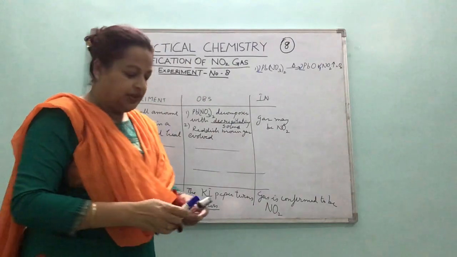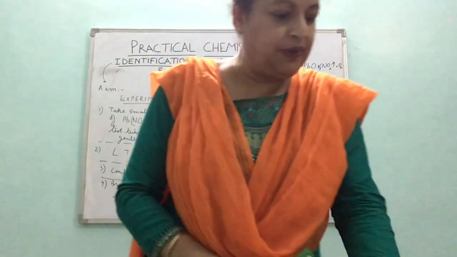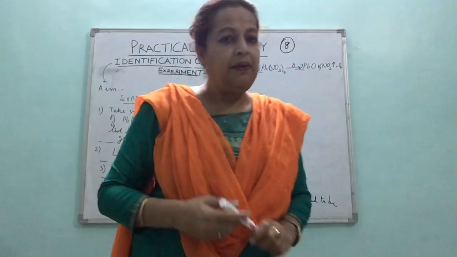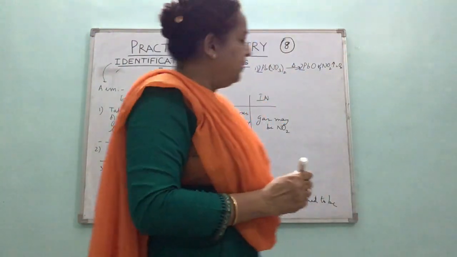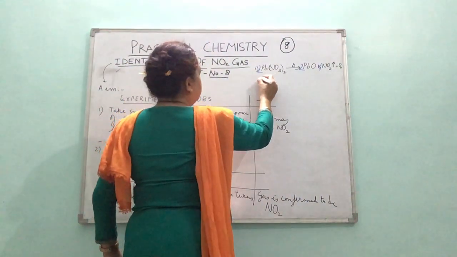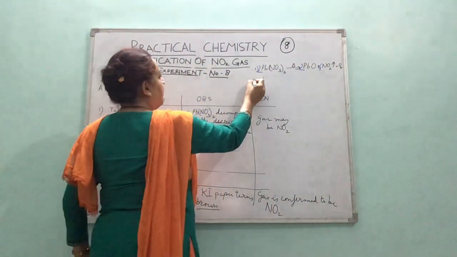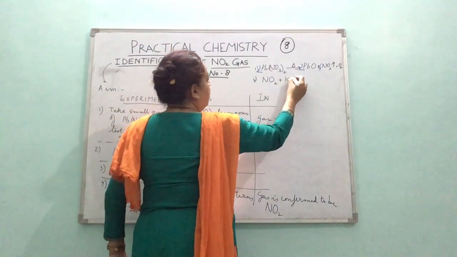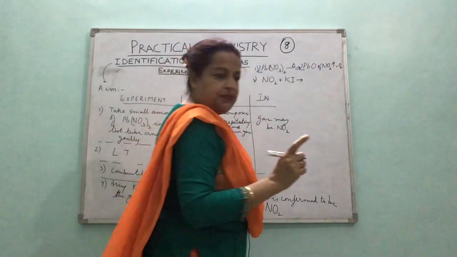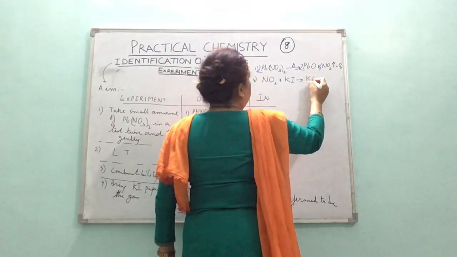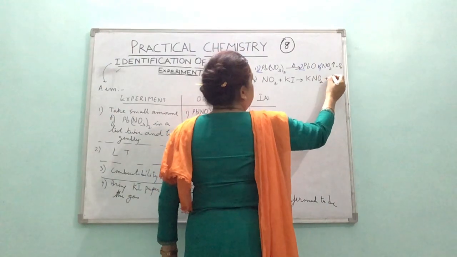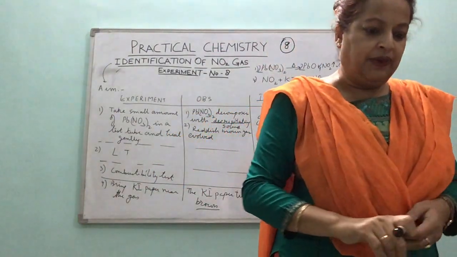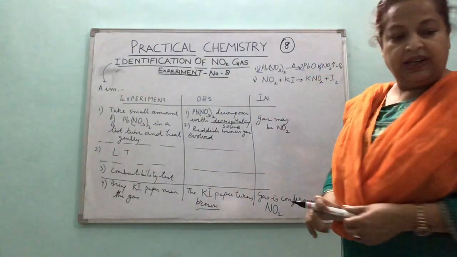And what is the confirmatory test? So what is the confirmatory test for, I've just now told you? It is for NO2, with what? Potassium iodide. So this is number 4. NO2 plus potassium iodide, KI, gives what? KNO2, potassium nitrite, plus iodine, free iodine. So when free iodine is formed, you can just quickly balance it.